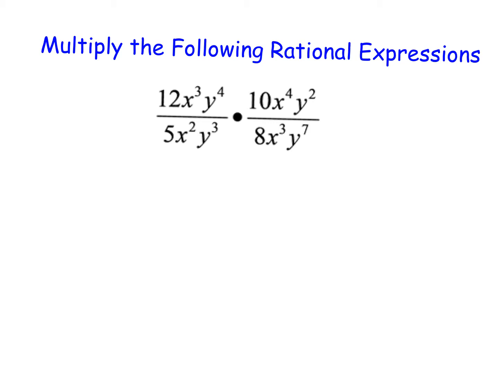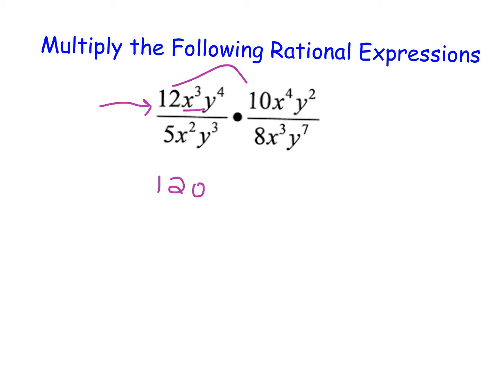For this first example, we can see that we have a fraction times a fraction. Because we don't have something like a binomial or a trinomial, we don't really need to factor to start. So we're going to start off by simply multiplying the two numbers in the numerator together, and then multiplying the two numbers in the denominator together. If I multiply in the numerator, 10 times 12 gives me 120.